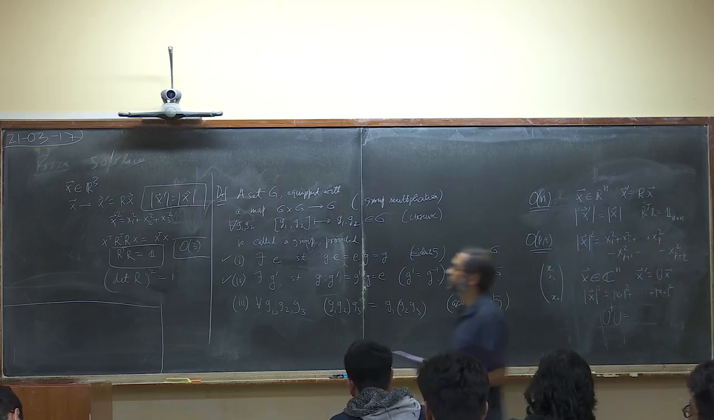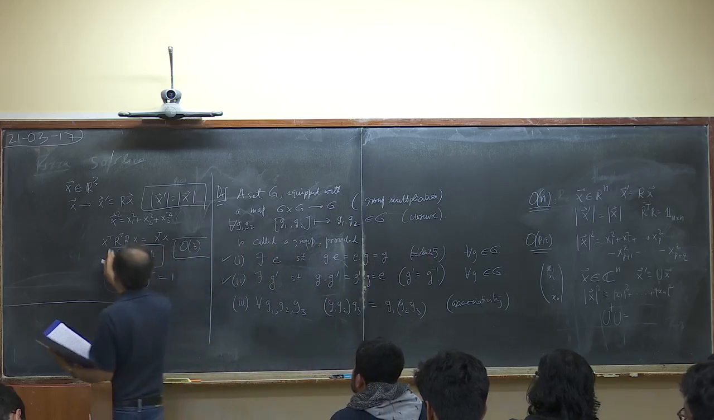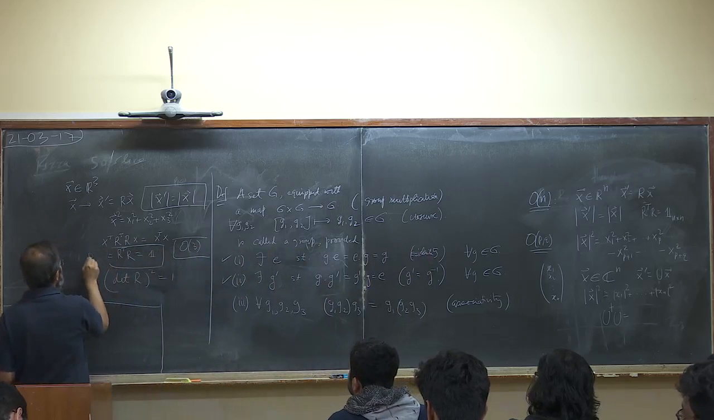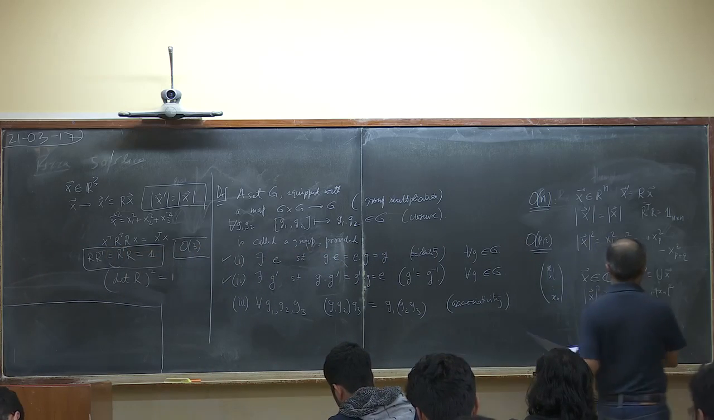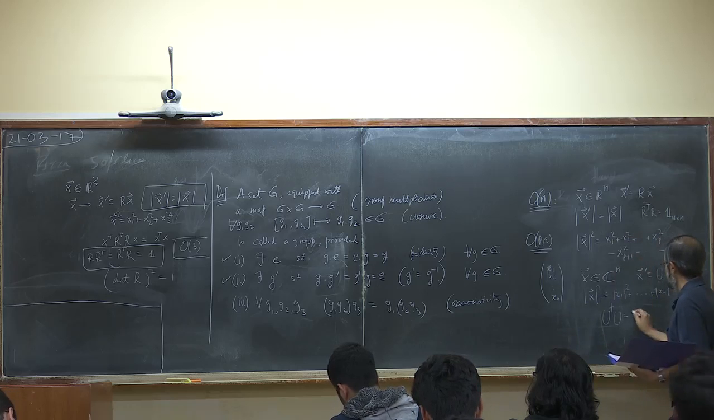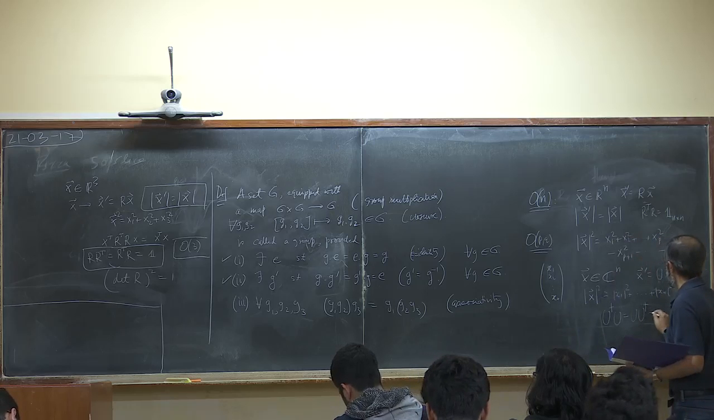Oh, I forgot to say one thing here. This is R transpose R, as well as R R transpose, which should be equal to identity. And u dagger u, and u u dagger, which should be identity.